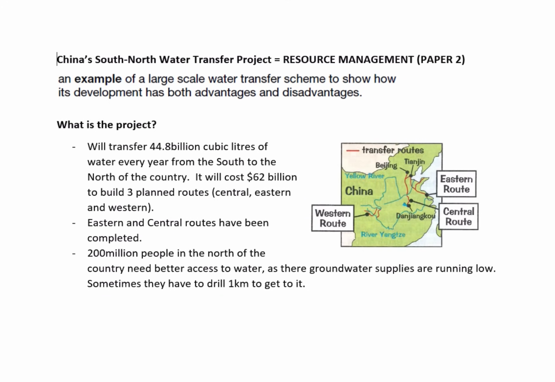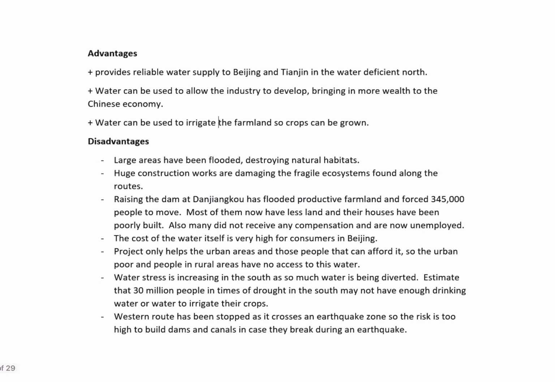Last but not least, the final topic on resource management sees the SNWTP, or China's North-South Water Project. It's transferring 44.8 billion cubic litres of water from the south to the north of China. You've got 200 million people in the north of the country that need better access to water. They have a water surplus in the south, so they're pumping this water north to try and help the population.